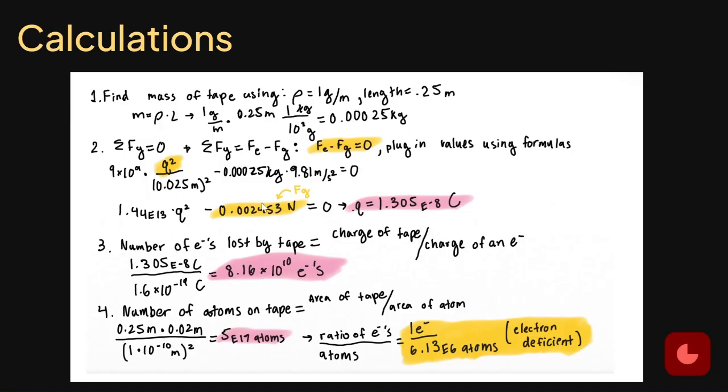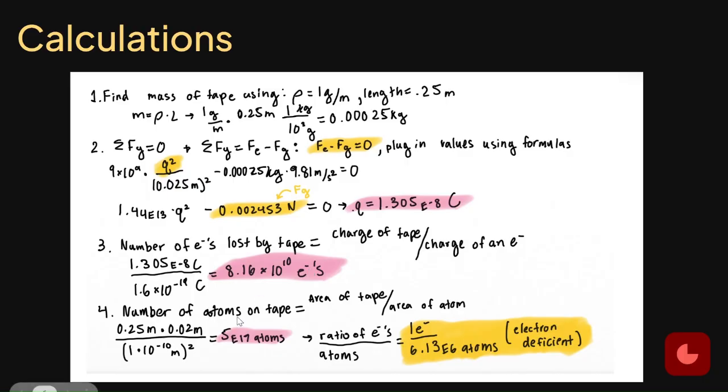And here is Fg's value, and then here's the electrostatic force. And again, we're going to assume that both tapes have the same charge, which is why we're using Q squared. So then we're going to find Q, and then we're going to use Q to find the number of electrons lost by the tape, because you should be dividing the charge of a tape by the charge of an electron. So this is the amount of electrons that were lost.